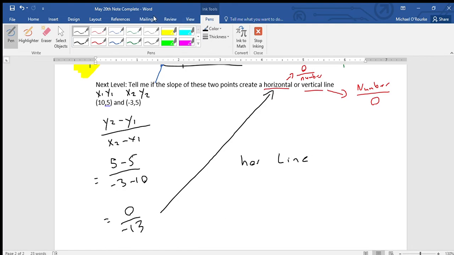Now, if you wanted to catch it right away, take a look. The y coordinates are the same here in our original points. So you know the line is going horizontally then, because the y is always the same.